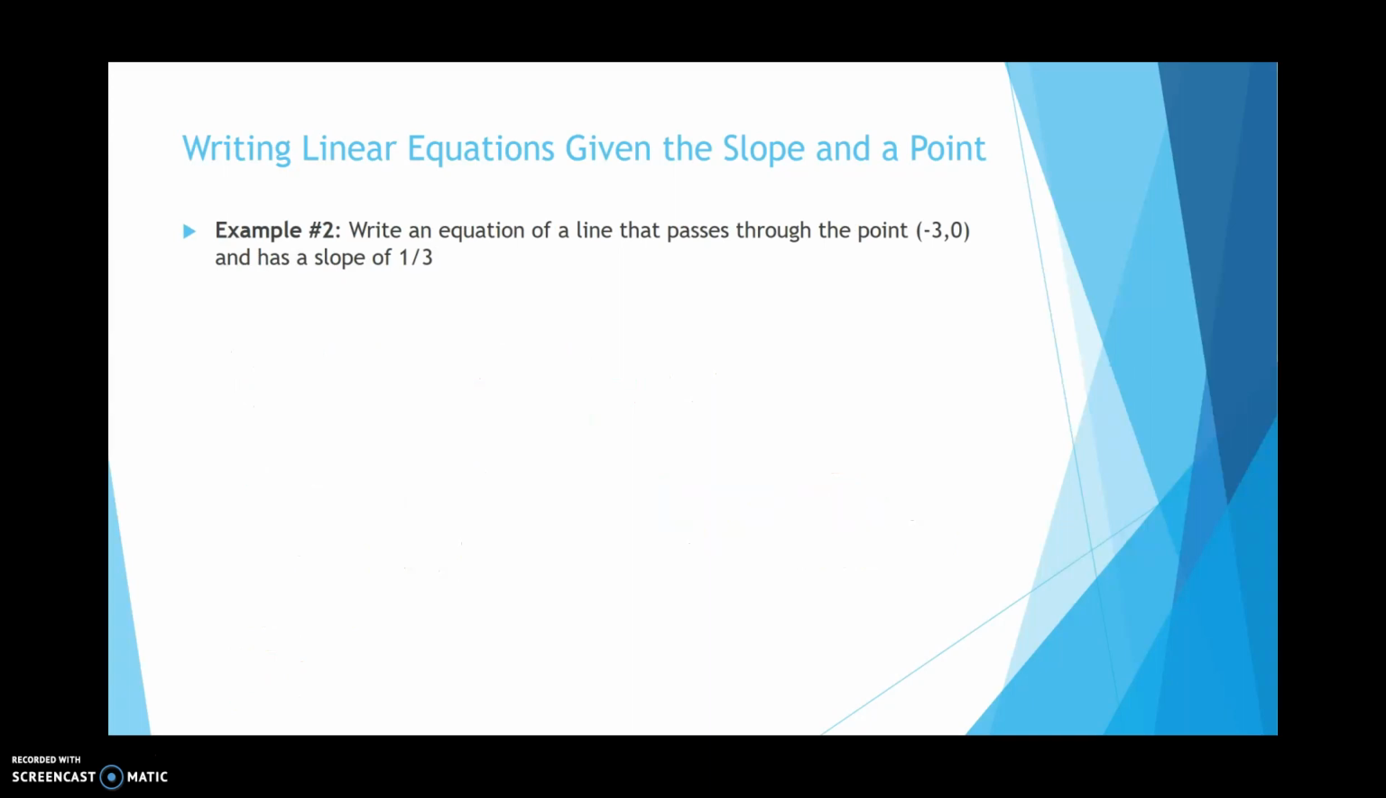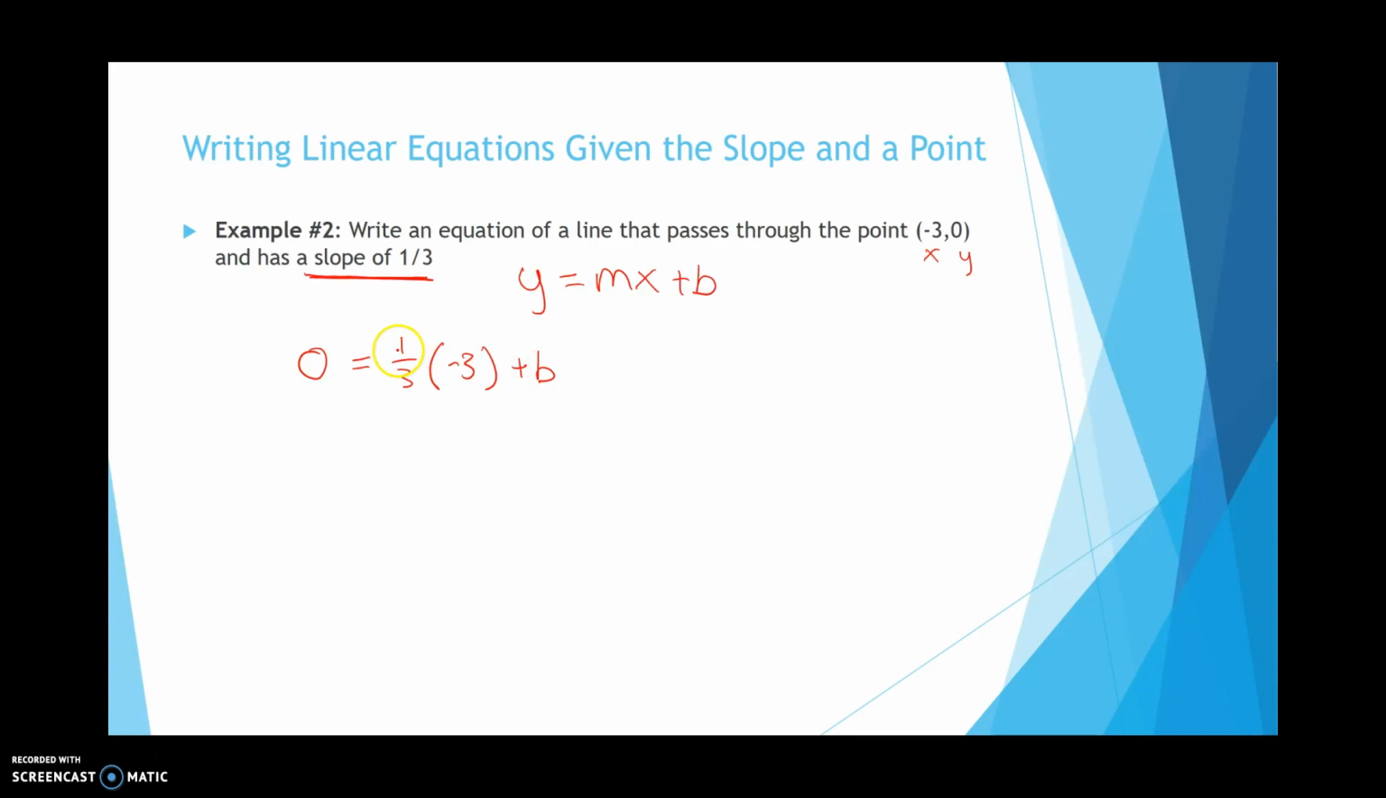Another question we have here is write the equation of the line that passes through the point negative 3, 0 and has a slope of 1/3. Again, we're working with y equals mx plus b. Negative 3 is my x, 0 is my y, and they're giving me a slope of 1/3. So I'll set this up as 0 equals m is 1/3 times my x is negative 3 plus b.